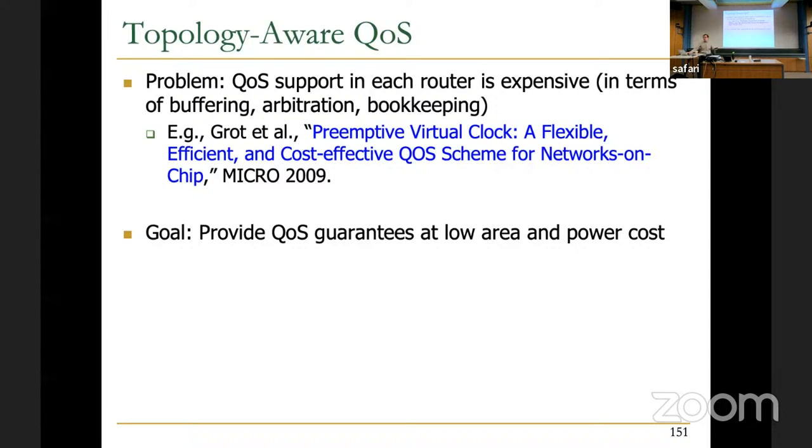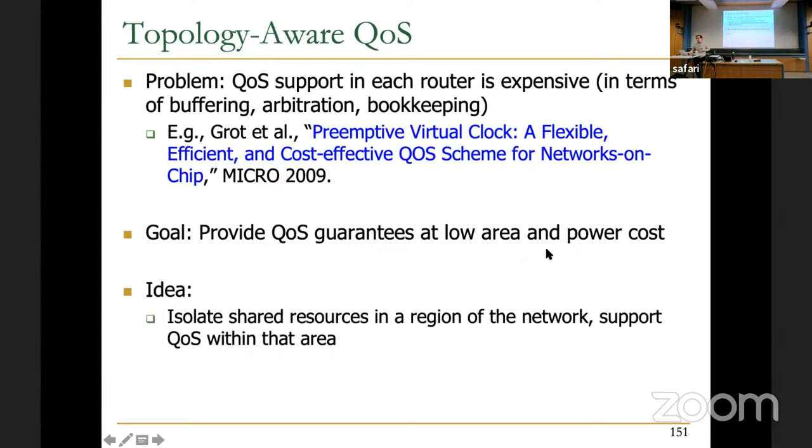So our goal, as I said, was to provide quality of service guarantees at low area and power cost. And the key idea is to isolate the shared resources in a region of the network and support quality of service within that area. So basically, you minimize the amount of quality of service you have in the network. For some part you say, okay, this is low cost. I have to provide quality of service here, so it's expensive over there.